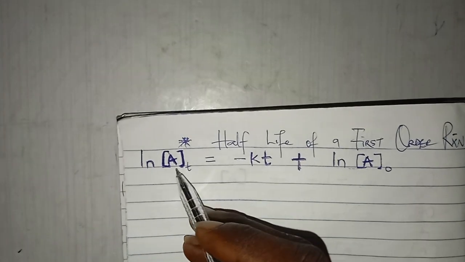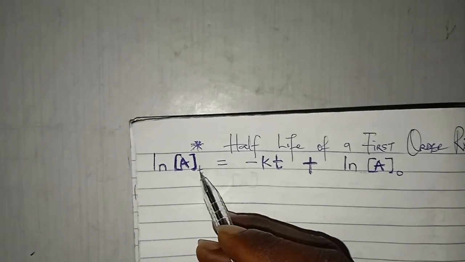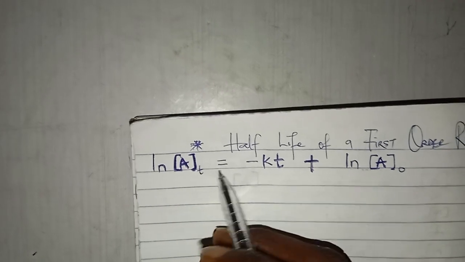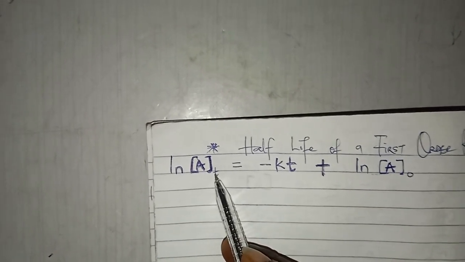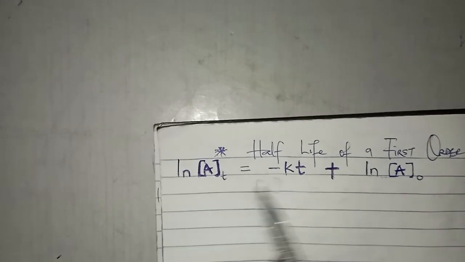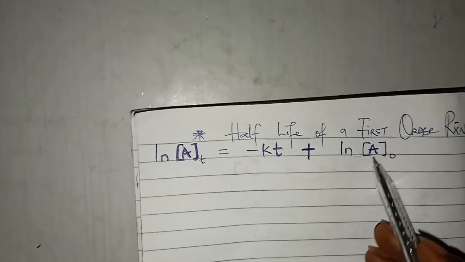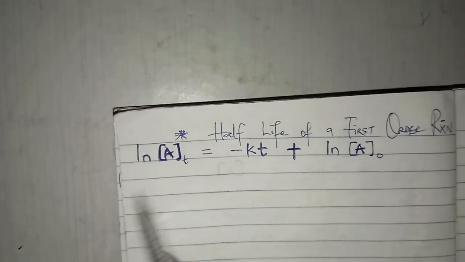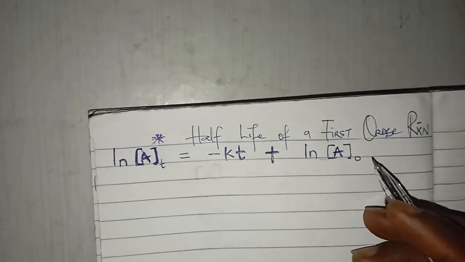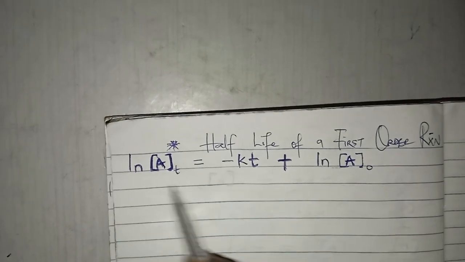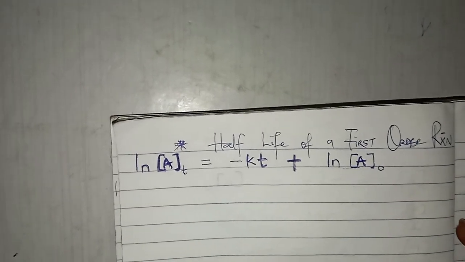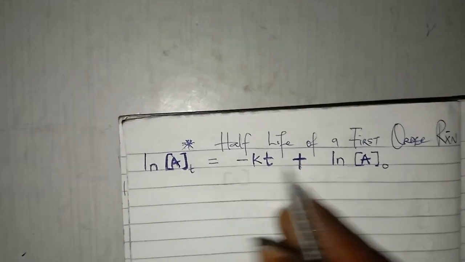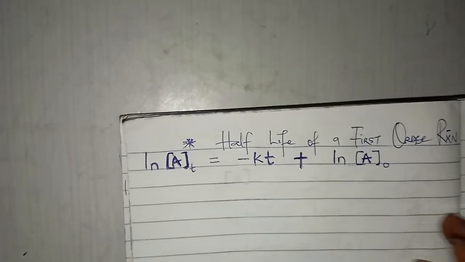Remember I told you that concentration here, this is for a first order reaction, this is the concentration at a given time. Then this is the initial concentration. And this whole expression is the equation for a first order reaction, the integrated rate law for a first order reaction. So whenever you want to get the half-life, you use the integrated rate law equation.